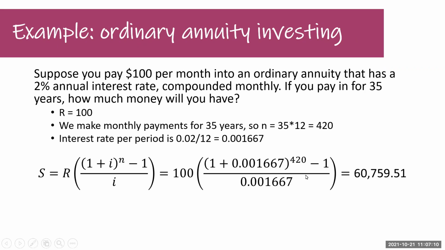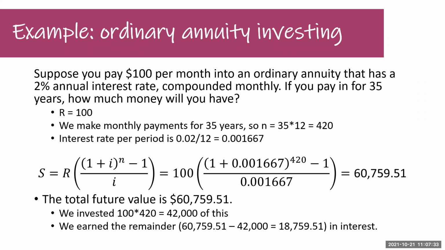Plugging it in very carefully, we get an answer of $60,759.51. Again, if you round it slightly differently, you're going to get a slightly different answer, but it should be in that ballpark. So you're paying $100 per month for 420 months, and you're going to end up with $60,759.